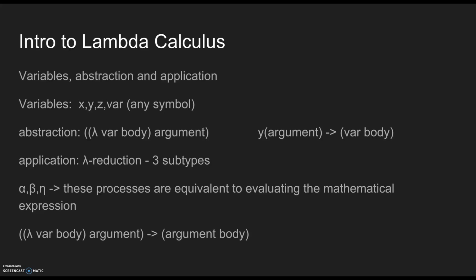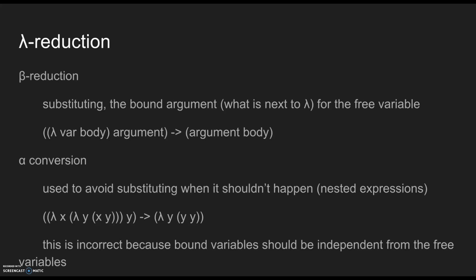Then you have application, which is called lambda reduction, which has three subtypes: alpha, beta, and eta. These processes give you the ability to evaluate your lambda expressions. We're going to start with beta reduction. Beta reduction is almost like just plugging in your argument. If you have lambda var body and then the argument, your argument is going to take the place of anywhere the variable is, since var, being next to the lambda, is your bound variable.